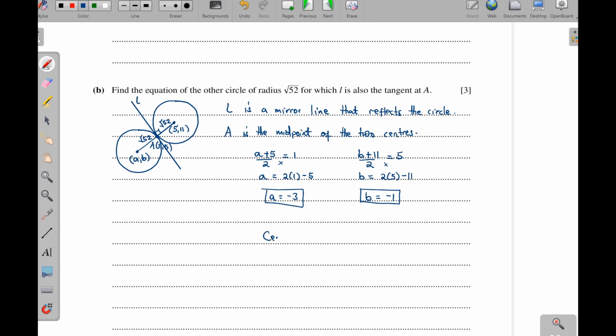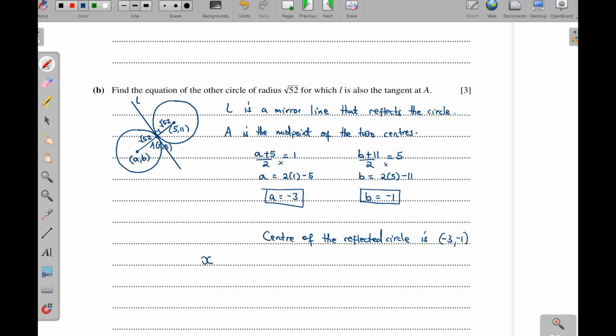That the center of the circle, the center of the reflected circle is negative 3, negative 1.